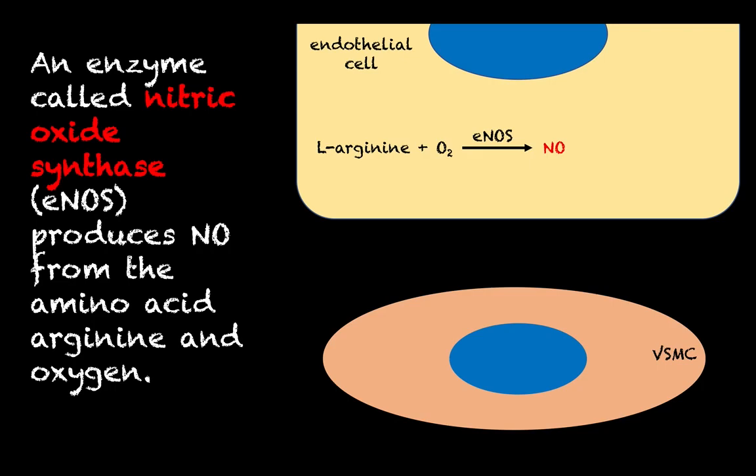This is an enzyme that has two substrates. One of them is familiar to us. This is arginine, which is one of our 20 amino acids, and then oxygen, which is of course delivered from the bloodstream. This enzyme, eNOS, will combine these to form nitric oxide, which is a small gas.